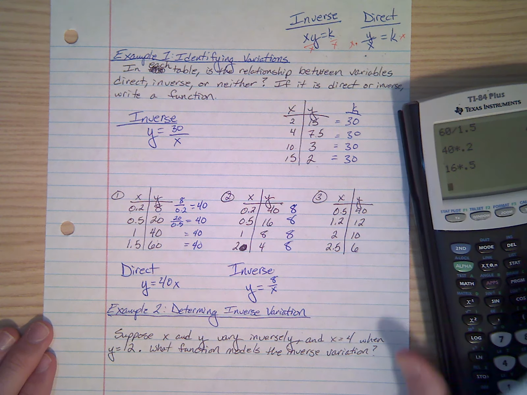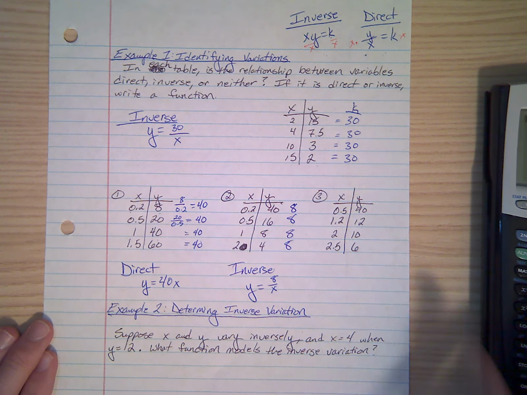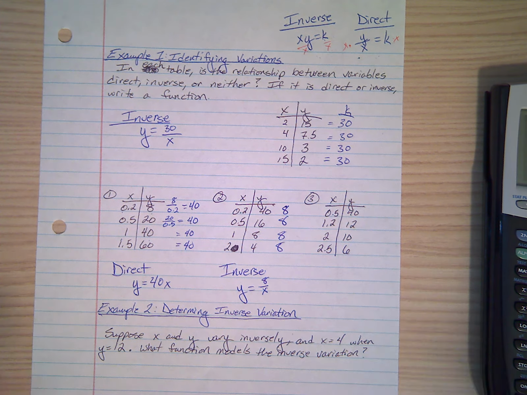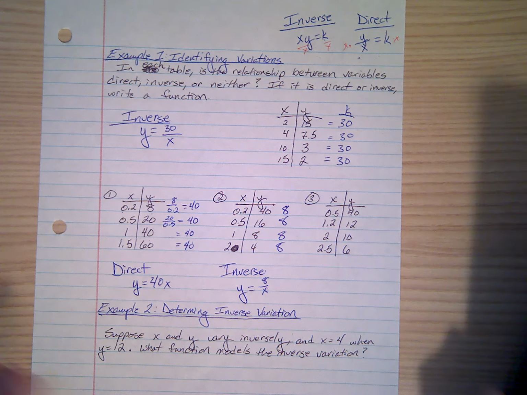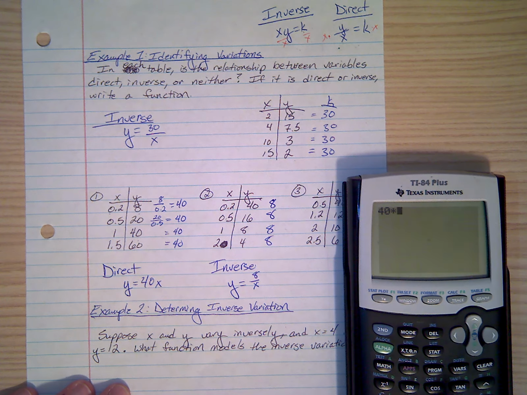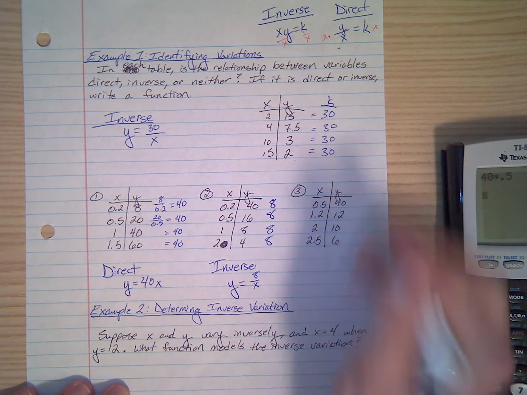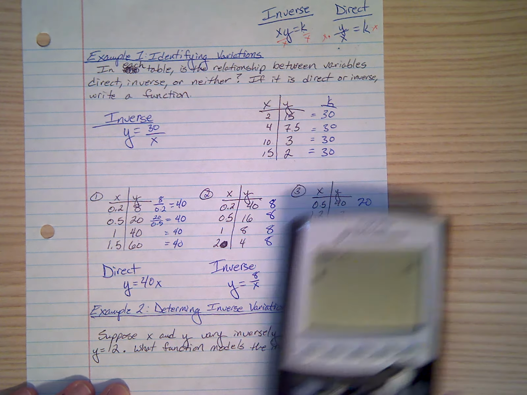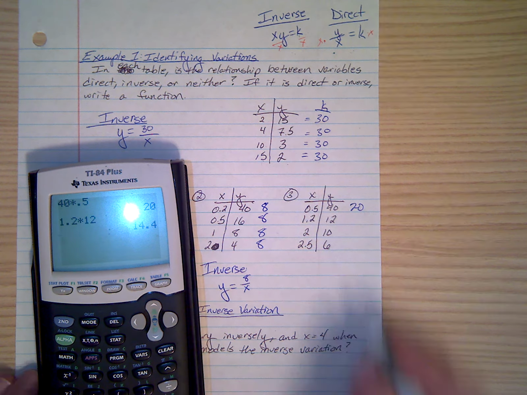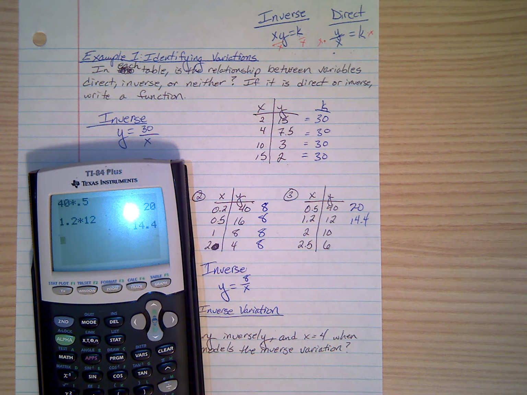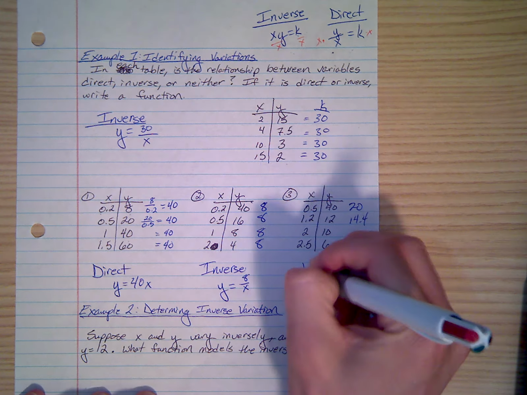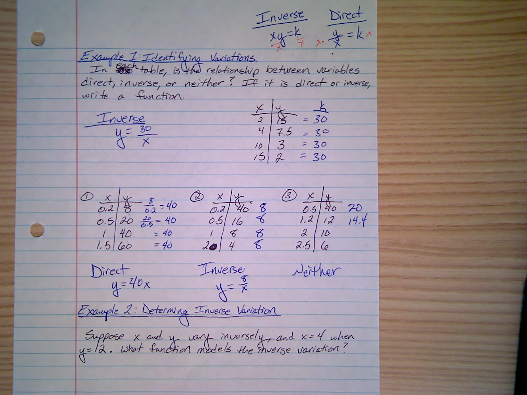Sorry, I just realized you couldn't see my calculator there. And then on number 3, x is increasing, y is decreasing. So that tells us it could be inverse again. But now we got to check it. So inverse again, you multiply them together. So 40 times 0.5, here you get 20. 1.2 times 12, 14.4. So right away you can stop because you didn't get the same thing. So this is going to be neither. And you don't need to write an equation if it's a neither.